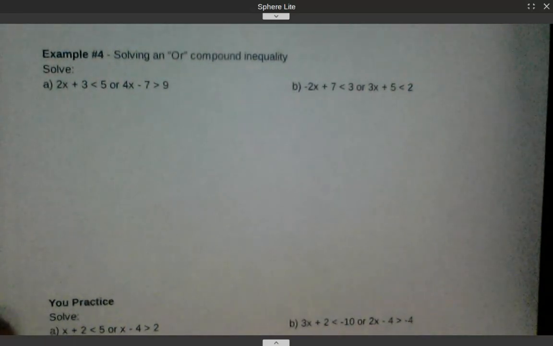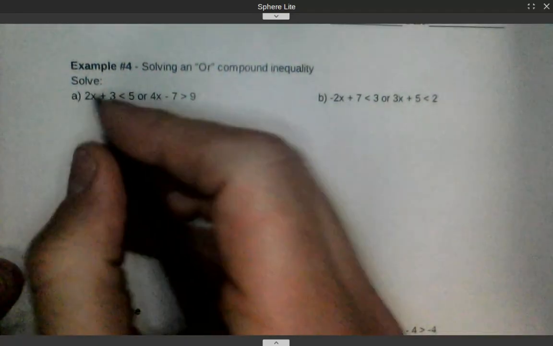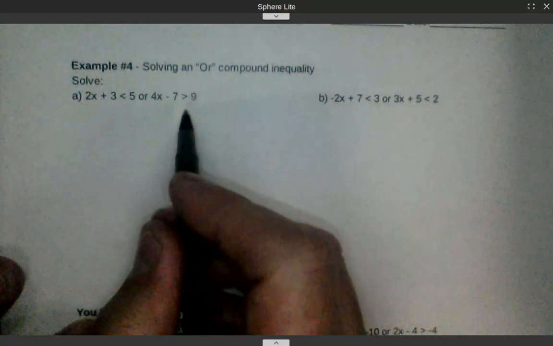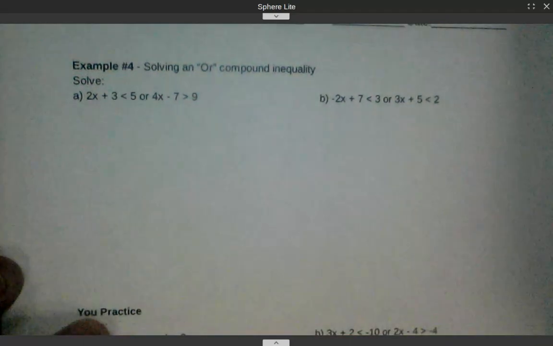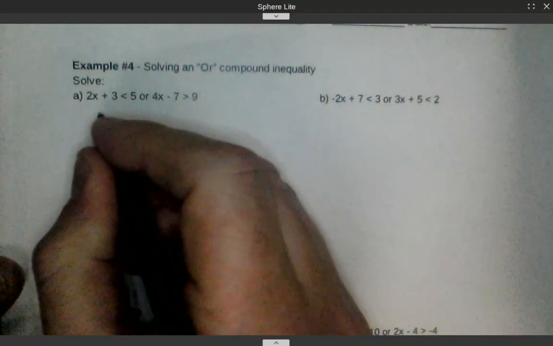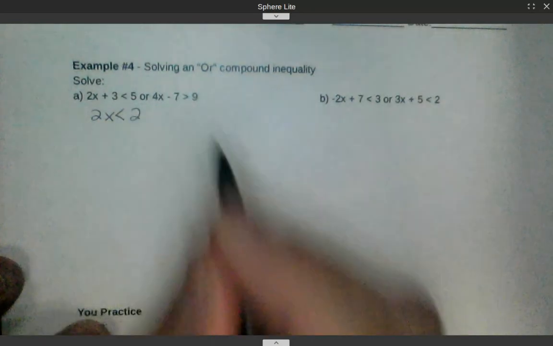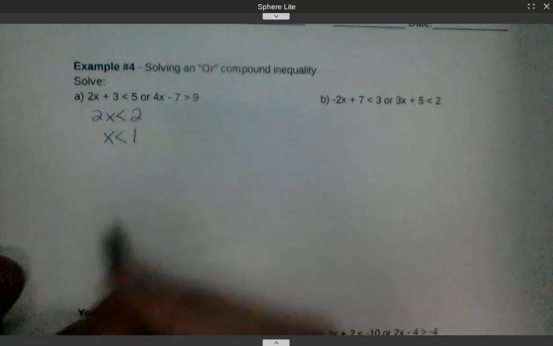We have one more type of problem, which is an OR statement. An OR statement is going to look a little bit different than the AND statement. But we're going to begin just by solving each of these inequalities. There are two inequalities separated by an OR statement. So I'm going to subtract 3. So 2x is less than 2, so x is less than 1.